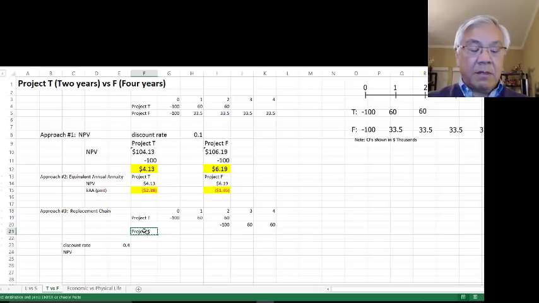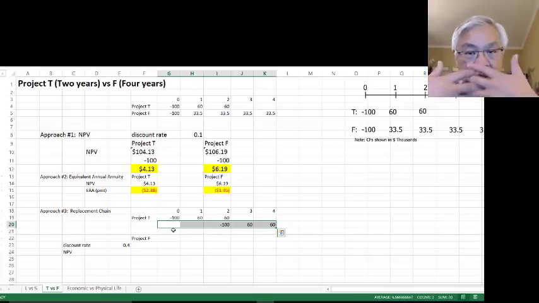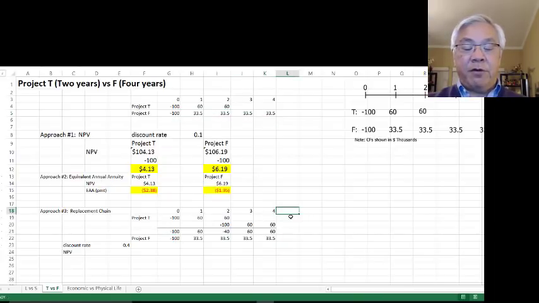Make a little room here. And so we now have not one project, but projects kind of linked together. So the total cash flows would be as follows. So now instead of having a 2-year project, we now have a 4-year project. 100, 60, net of 40, then 60, 60. Project F is unchanged. It's still a 4-year project. And notice that we now have apples to apples. We have one 4-year project compared to another 4-year project.